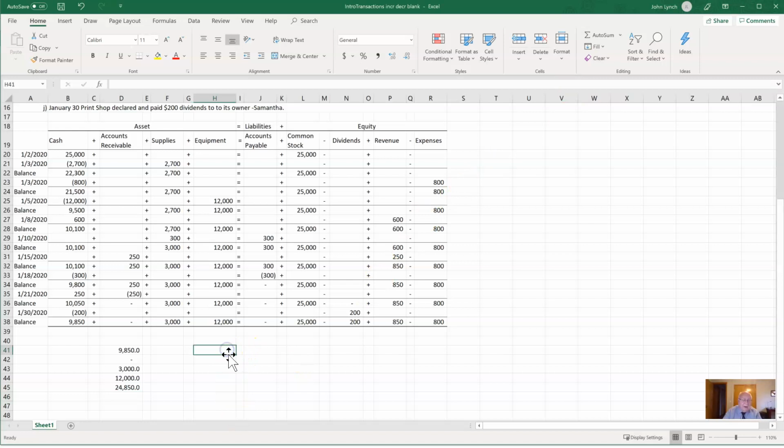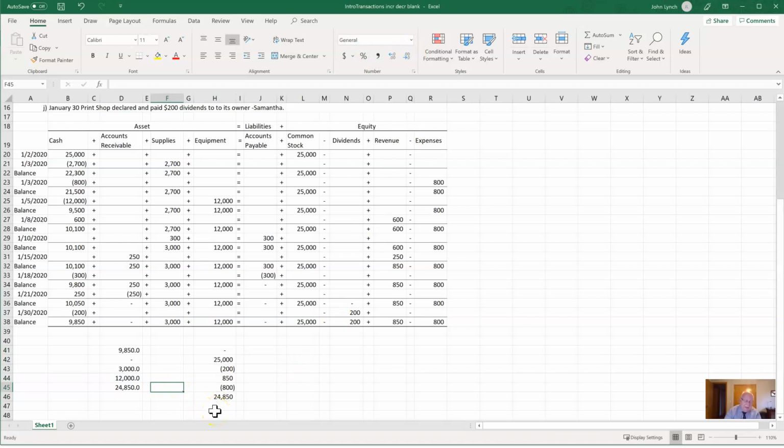Then to compare that with, I'm going to add up my liability side. I have 0, 25,000. That's a minus 200 plus 850 minus 800. Add these up. You notice it's going to give me the same number. I'll get these so they're in the same format so you can see it better. Okay, so we're in balance.